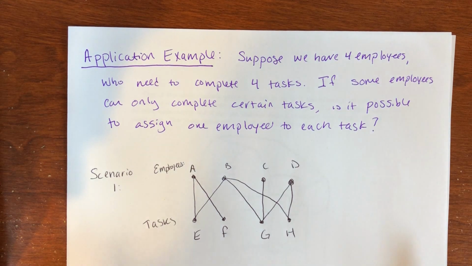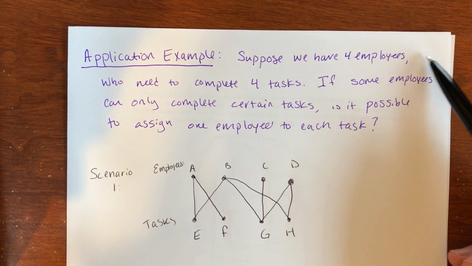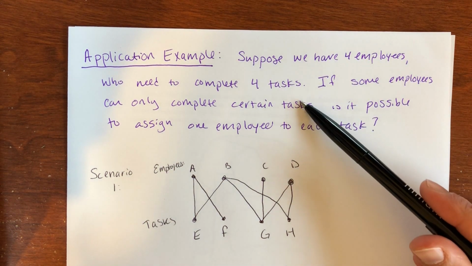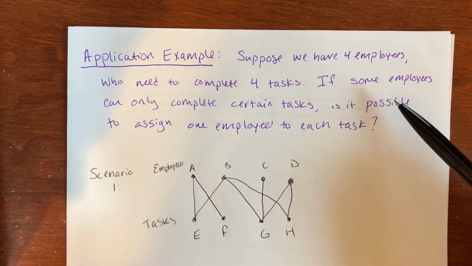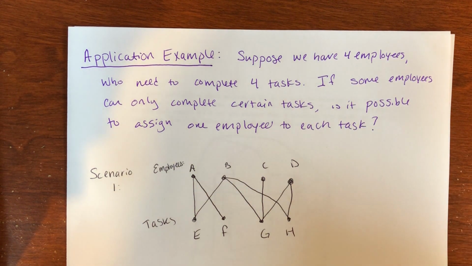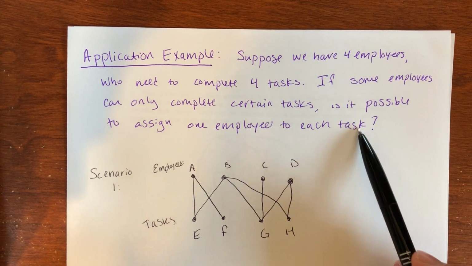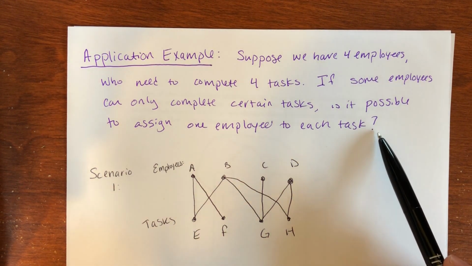Okay, so this is called a matching problem. So suppose that we have 4 employees and they need to complete 4 tasks. And we know that some of the employees can only complete certain tasks, not all possible tasks. So one question you might want to ask is, is it possible to assign one employee to each task?